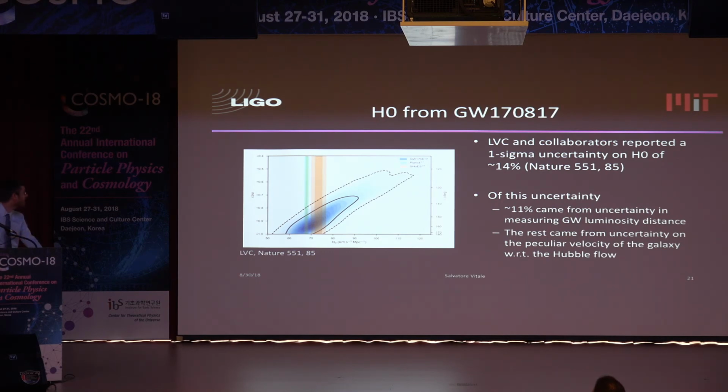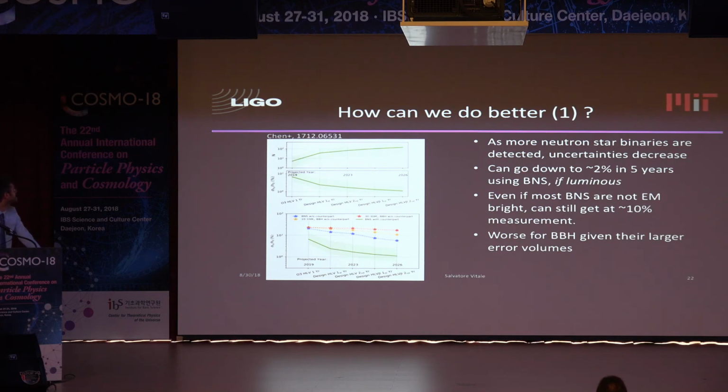All right, I can still change slides. So how do we get this better in the next few years? The easiest way you can think of is I'll just wait. I will get more and more neutron star binaries, of course. I can add them. I should eventually win like 1 over the square root of n. And this is what these people have looked at, Chen et al.